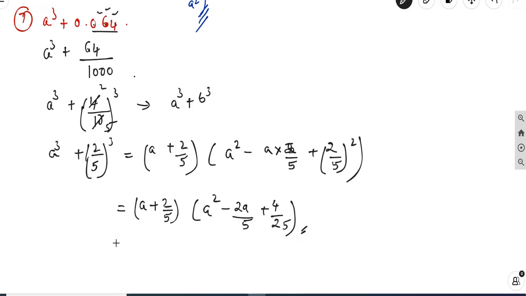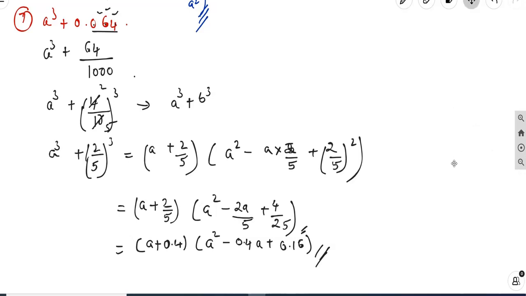So if you want, you can stop here, or one more step if you want, you can do it. So this becomes a plus 2 divided by 5, which is 0.4, open the bracket, a square minus 2 divided by 5 is 0.4a, and plus 4 divided by 25 is, if you want, you can use the calculator, or you can do the division also. It is 0.16. So this is the solution for problem number 7. So we'll go for the next problem.